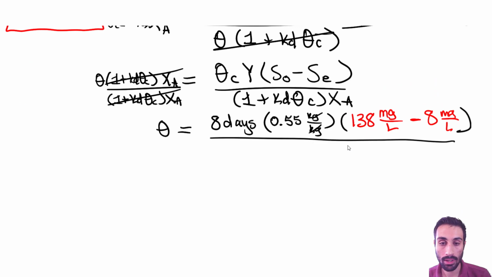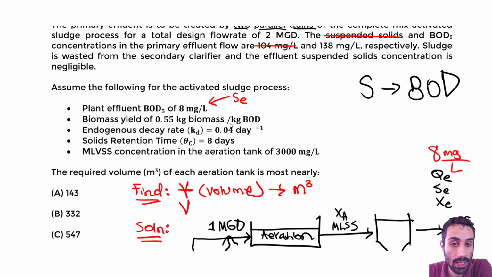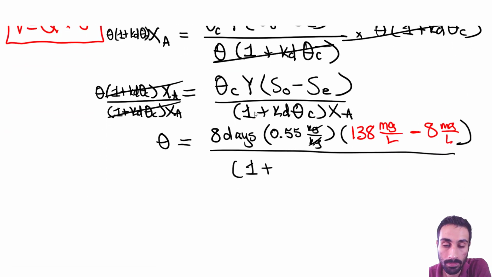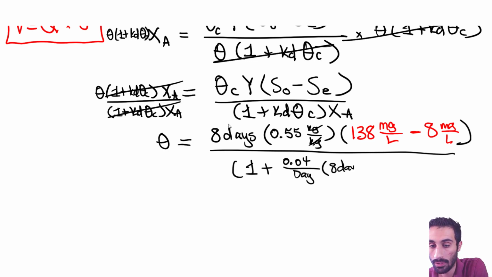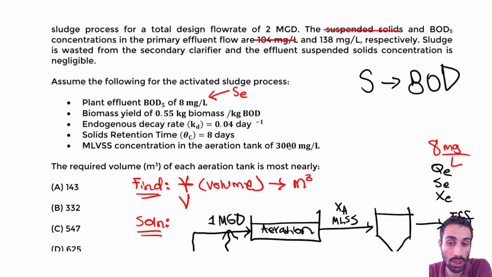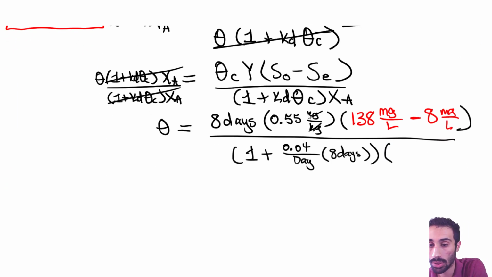So you take all of that, and KD is just in the problem statement, and that's going to be 0.04 per day. Then you multiply that by theta C. That's also the same as this, so you just put 8 days. Then you take that, close this, and times XA. XA is your MLSS concentration. That's going to be 3,000. So you just put 3,000 milligram per liter. So we're done with this.